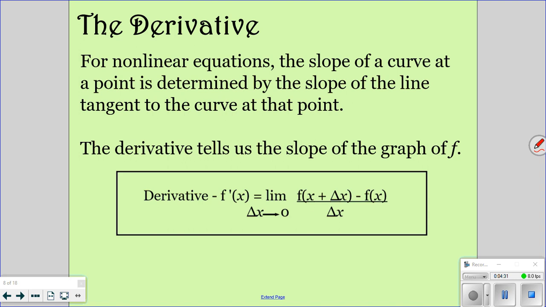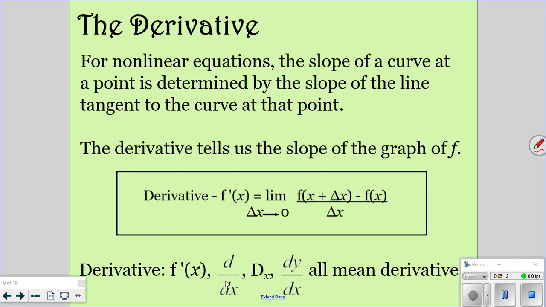This is our derivative formula. You can write the derivative as f prime. That little thing right there is a prime. So f prime, and then it's the limit as delta x, this is a Greek symbol that means delta, approaches 0. And then it's this formula, f of x plus delta x minus f of x all over delta x. So that is how you find the derivative. You evaluate the limit.